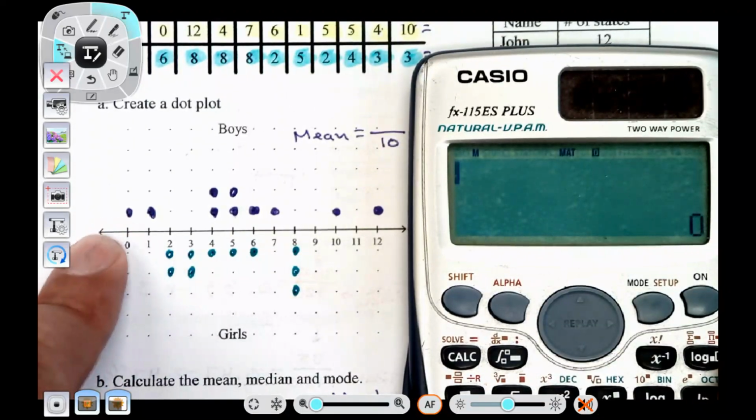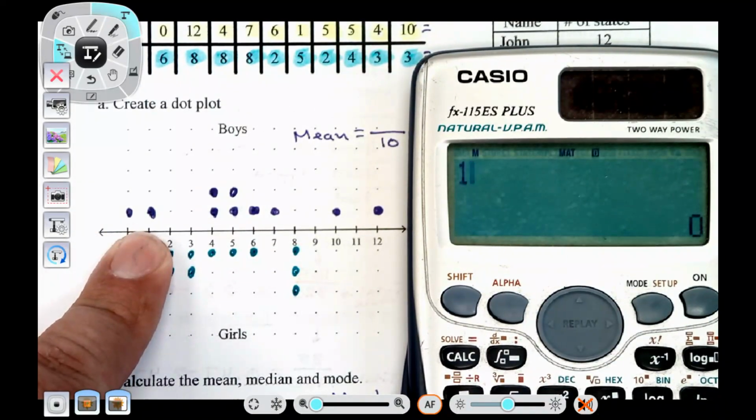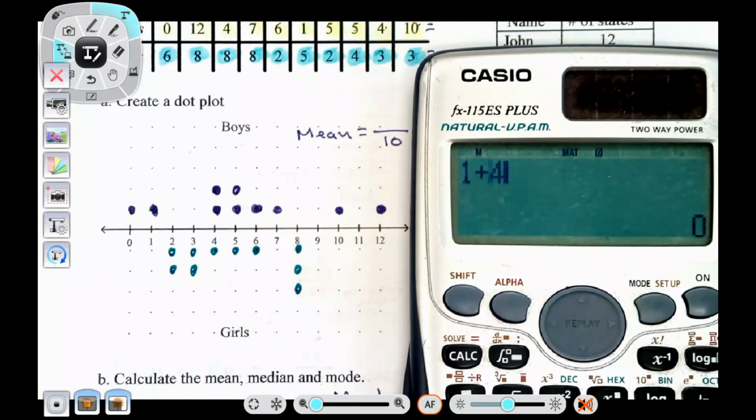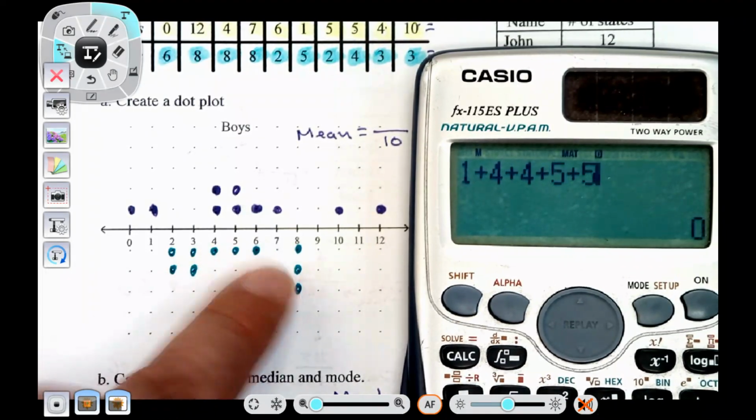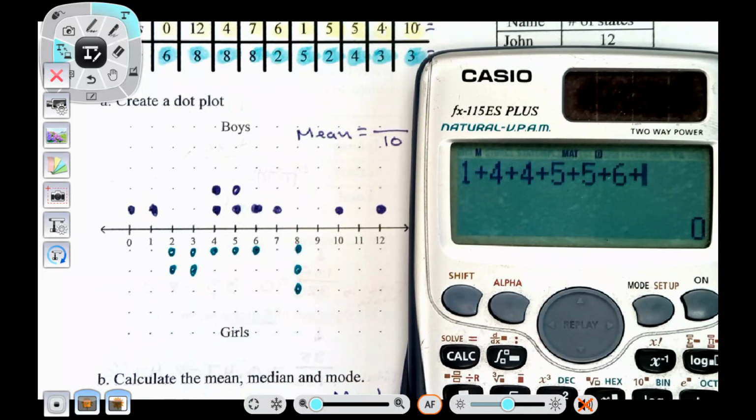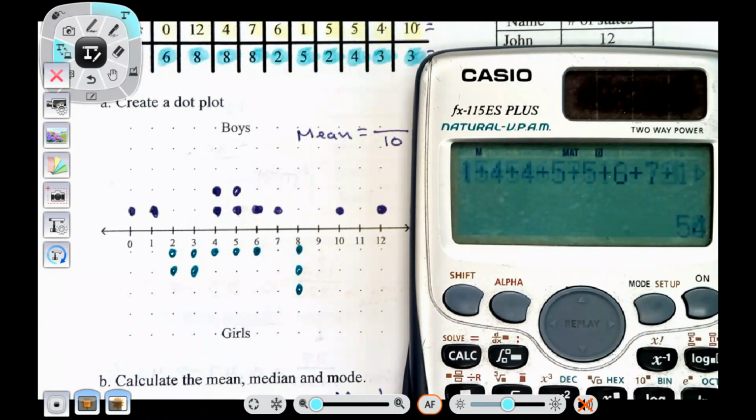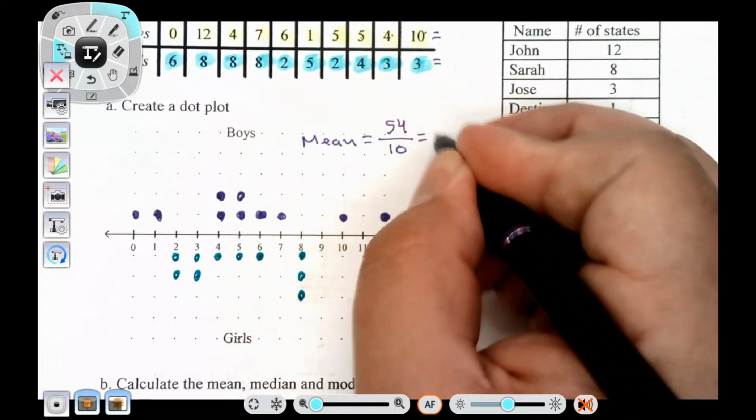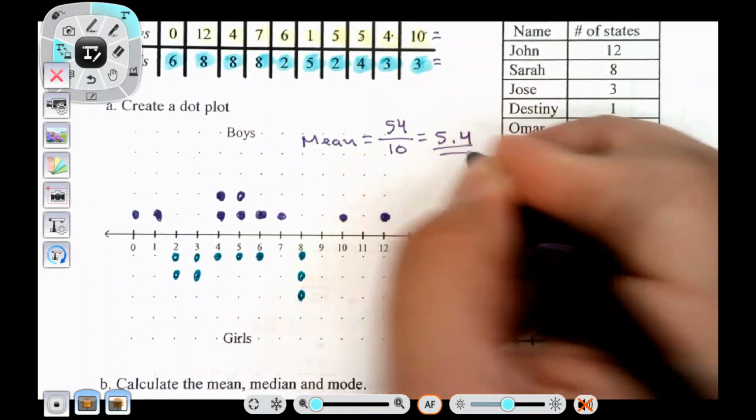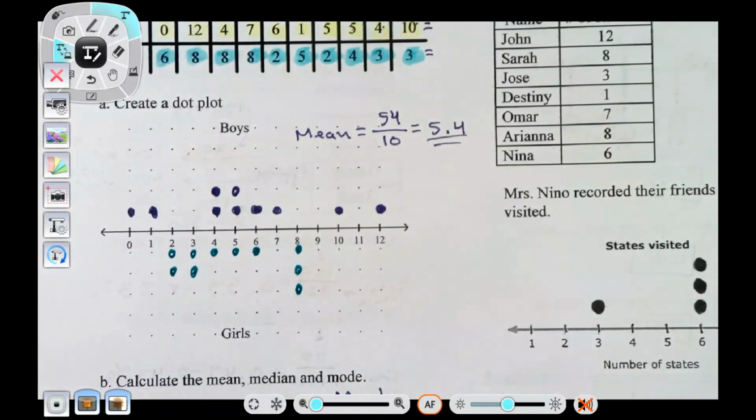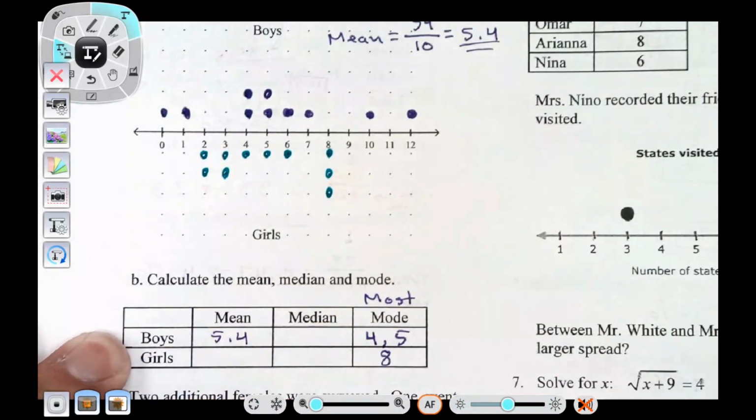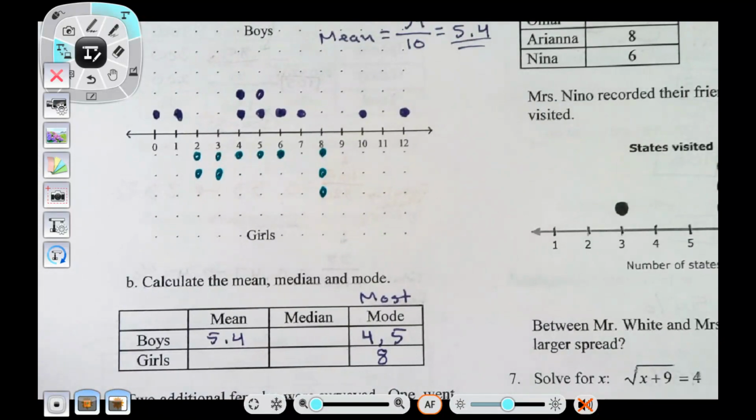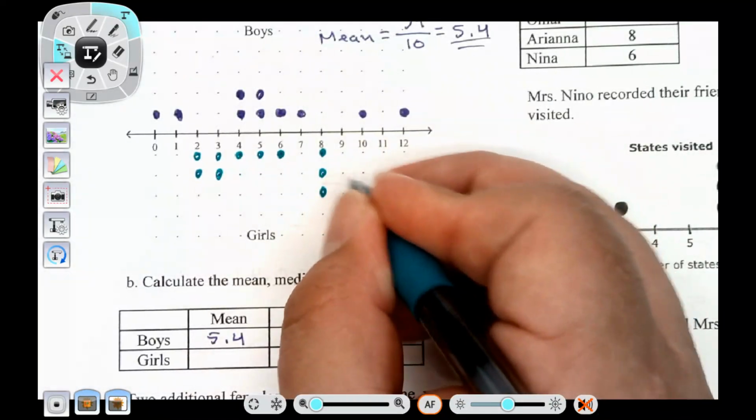All right, the first dot is 0, so I'm not going to write it. So there's 1 plus, look at that, 2 dots on 4. So 4 plus 4 plus 5 plus 5. And then there's just 1 6, 1 7, 1 10, and 1 12. All right, I got 54 for that. So 54 divided by 10 on my calculator is 5.4. There's the mean for the boys, 5.4 for the mean. All right, let's do the mean for the women here, for the ladies. So for the girls, the mean.